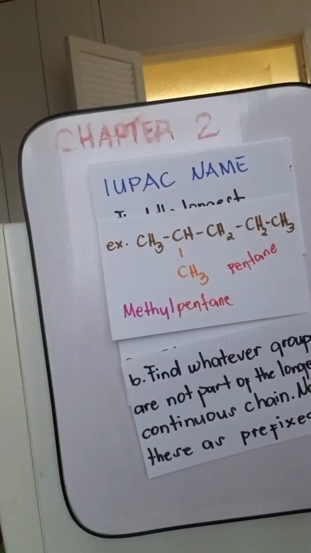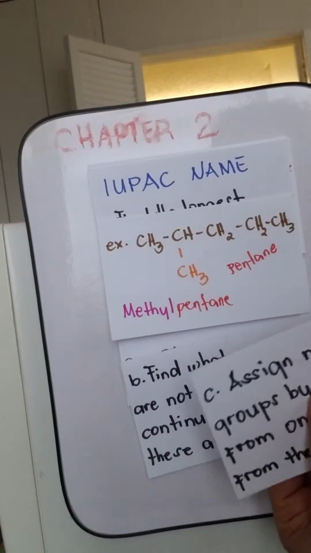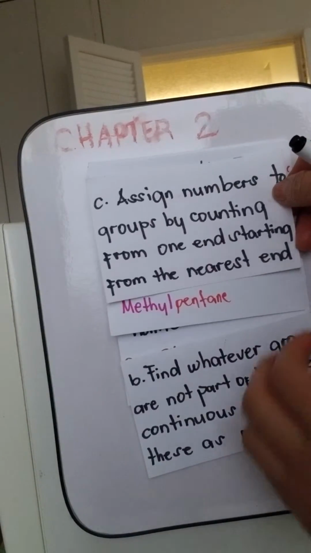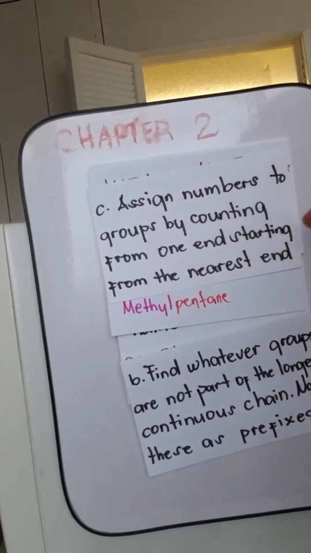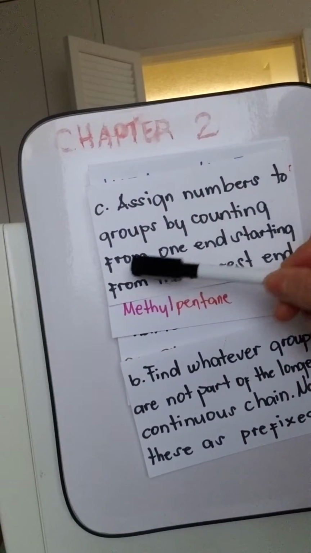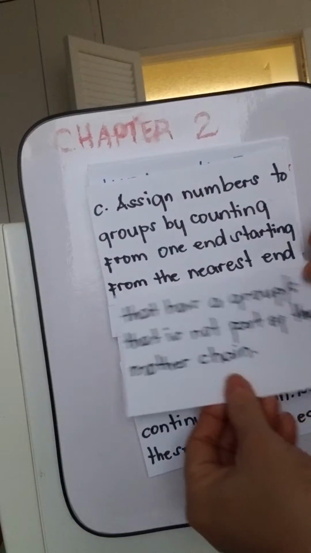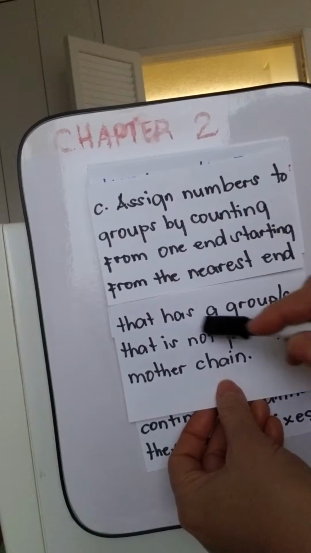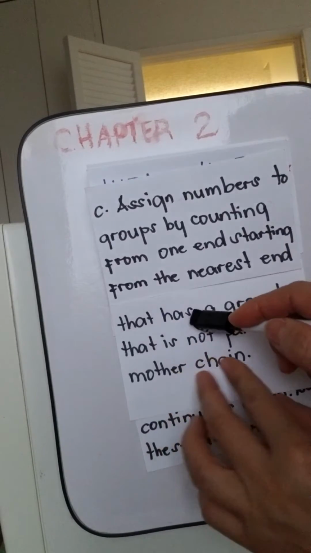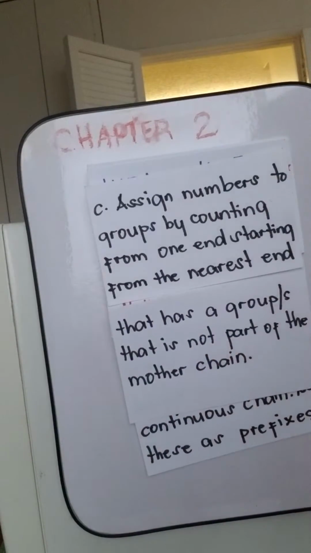And then next, after finding these other groups that are not part of the longest continuous chain, this one is our prefix, and in this case we have the methyl. The next step is that you are going to assign numbers to groups by counting from one end, starting from the nearest end that has a group or groups that is not part of the mother chain. So what does this statement mean?